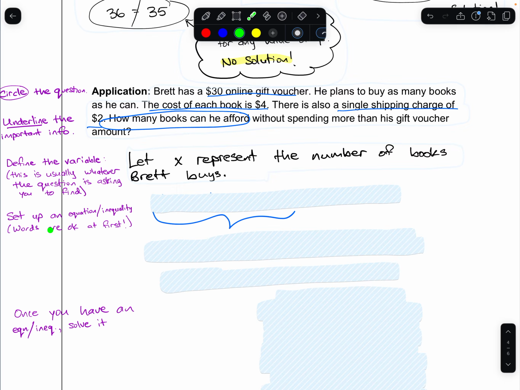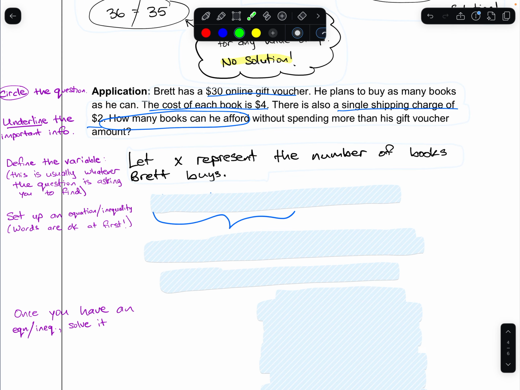And then what we're going to do is we'll set up an inequality because Brett has options. He could just buy 0 books, right? But maybe he could buy more than that. Maybe he could buy 1 or 2 or 3, but there's probably also a maximum number of books he can buy with his limited funds.